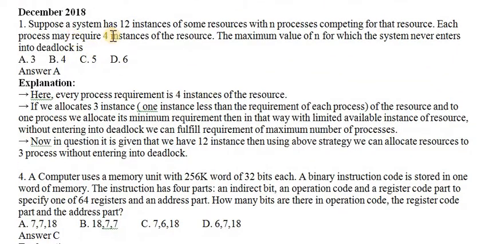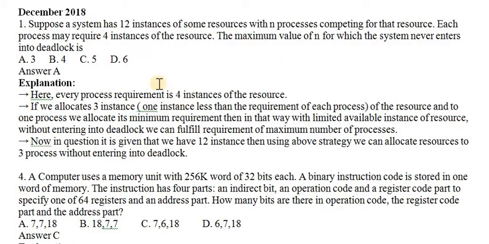Okay, so now suppose a system has 12 instances of some resource with n processes competing for the resources. Each process may require 4 instances of resource. What is the maximum value of n for which the system never enters into deadlock? Okay, so this is actually Banker's algorithm, by which you want to avoid the deadlock. They provided some instances, that is 12, and they are saying that we need to keep some n processes in such a way that each process is supposed to take resources for instance.